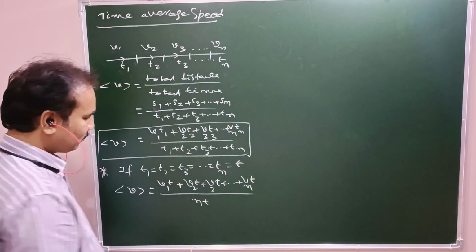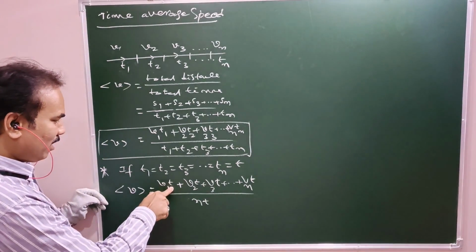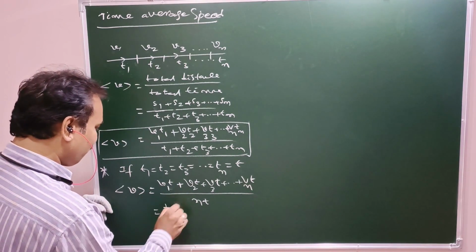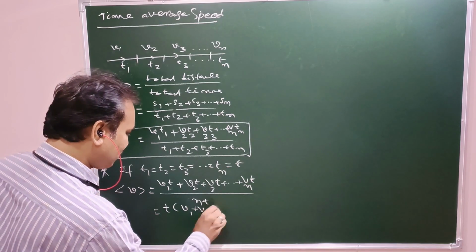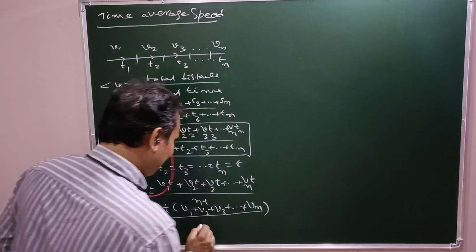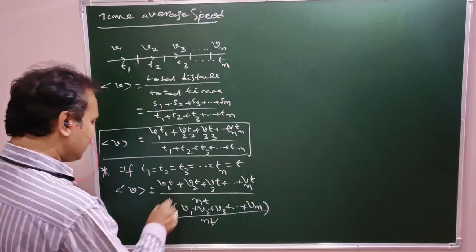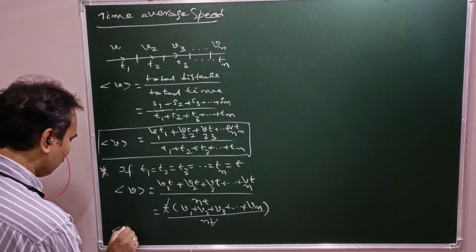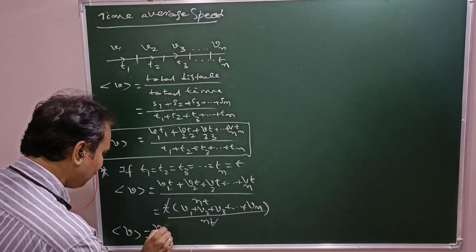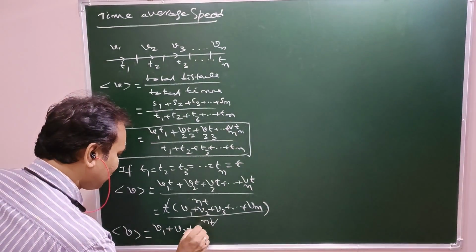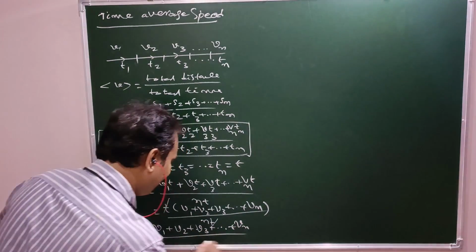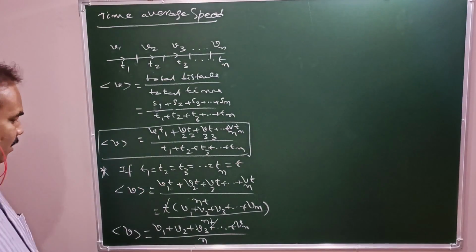Now t is kept common: t times (V1 plus V2 plus V3 plus up to Vn), divided by n times t. The t cancels. We are left with average speed equal to V1 plus V2 plus V3 plus up to Vn, divided by n. So this is the arithmetic mean.